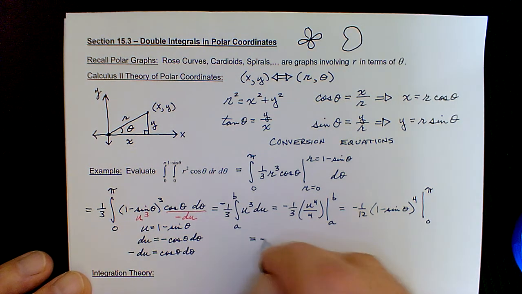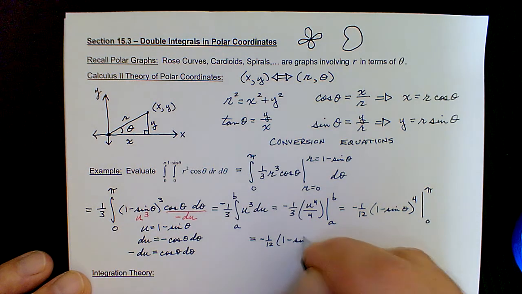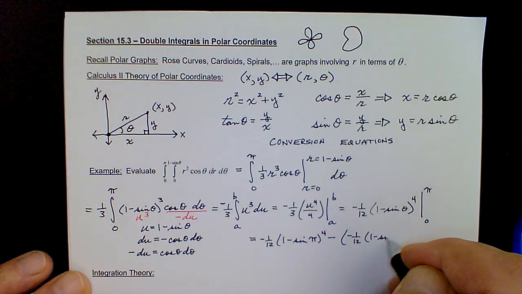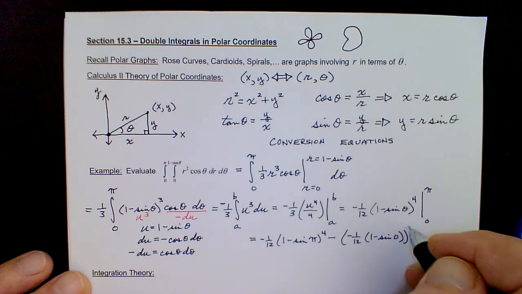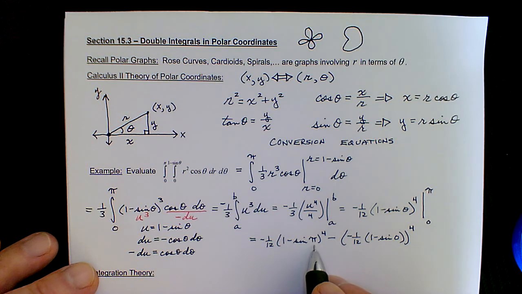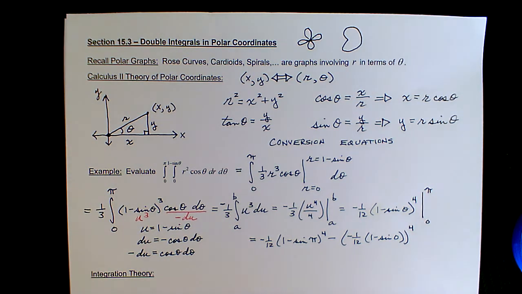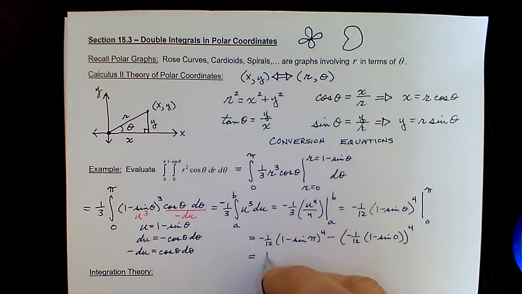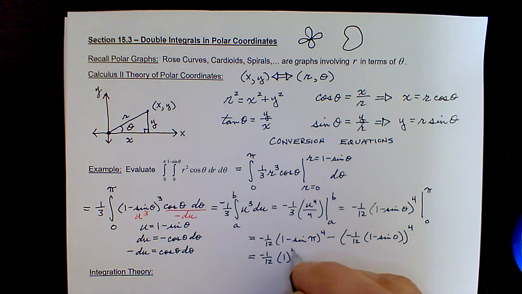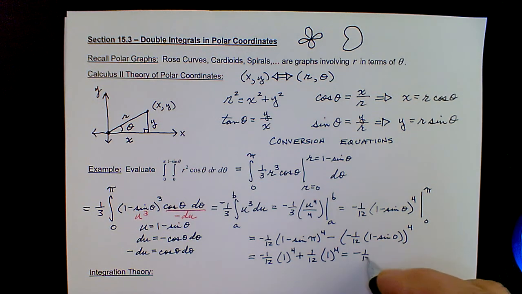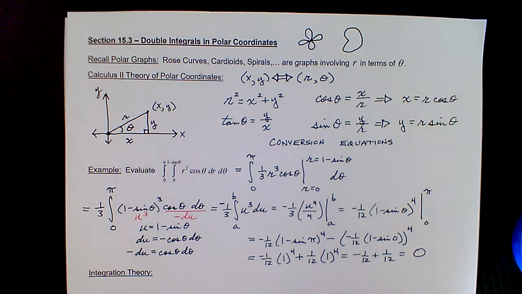And so that gives us, upper limit goes in, so negative 1/12, 1 minus sine of pi, quantity to the 4th, minus lower limit goes in, so minus 1/12 times 1 minus sine of 0, and that as a quantity to the 4th. And so at that point we get sine of pi is the sine of 180, and the sine of 180, use your calculator or the unit circle, sine of 180 is 0, so we get negative 1/12 times 1 to the 4th, and then let's make this plus 1/12, and then sine of 0 is 0, and so that gives us 1 to the 4th, and then we get negative 1/12 plus 1/12, so it turns out we actually get 0 for that.